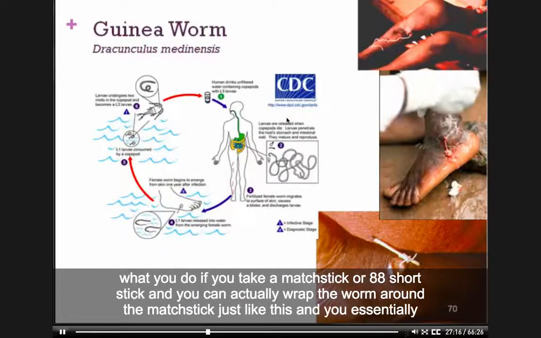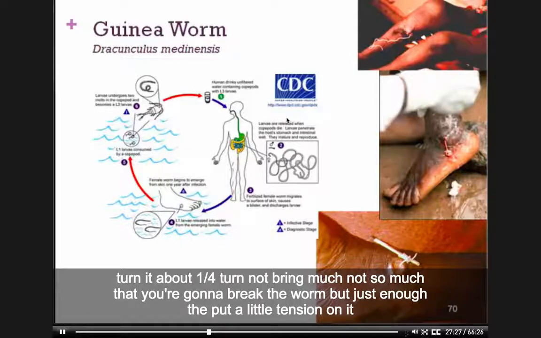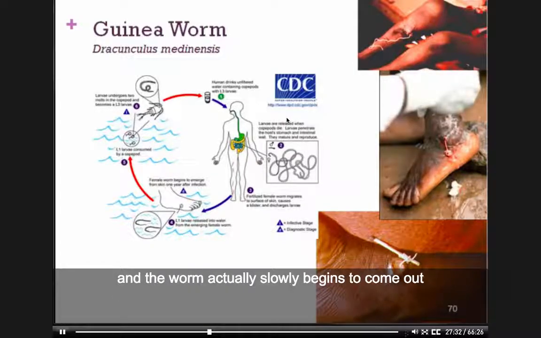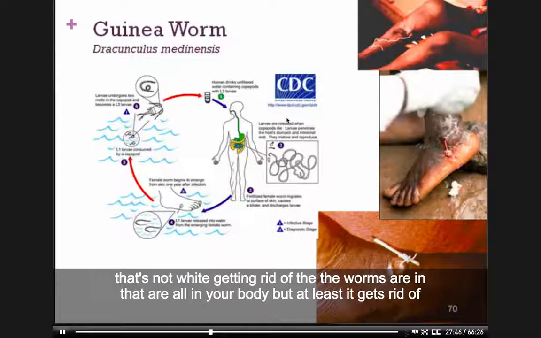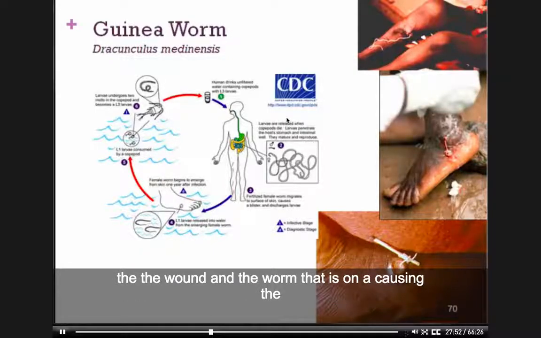What you do is you take a matchstick or a short stick, and you can actually wrap the worm around the matchstick just like this, and you essentially turn it about a quarter turn, not very much, not so much that you're going to break the worm, but just enough that you put a little tension on it, and the worm actually slowly begins to come out. Eventually, you have the whole worm wrapped around it, you put a little antibiotic onto the wound, and voila, you've solved the problem. Now, I know that's not like getting rid of the worms that are all in your body, but at least it gets rid of the wound and the worm that is causing the injury to your foot.